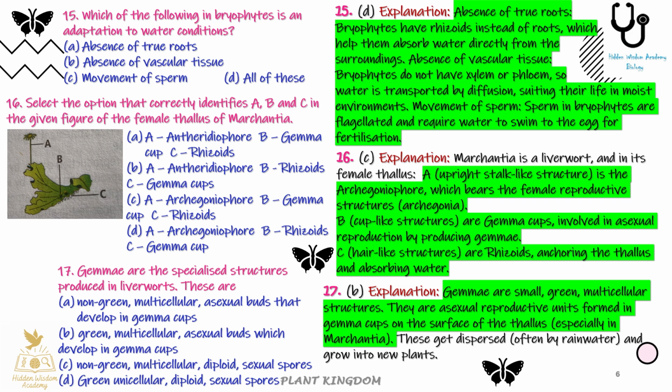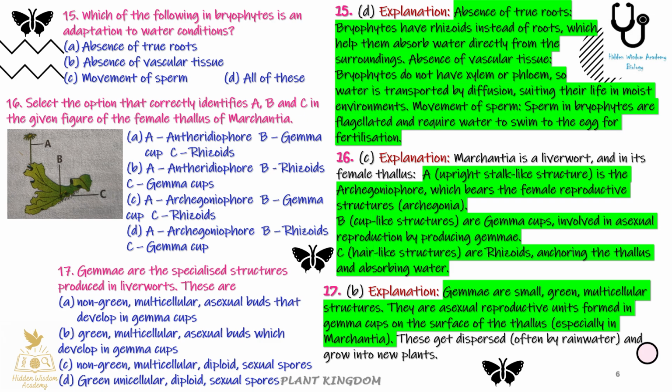Explanation: Marchantia is a liverwort, and in its female thallus, A, the upright stalk-like structure, is the archegoniophore, which bears the female reproductive structures, archegonia. B, the cup-like structures, are gemma cups, involved in asexual reproduction by producing gemmae. C, the hair-like structures, are rhizoids, anchoring the thallus and absorbing water. So, option C is the correct answer.